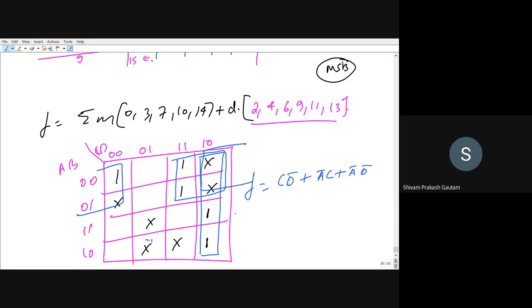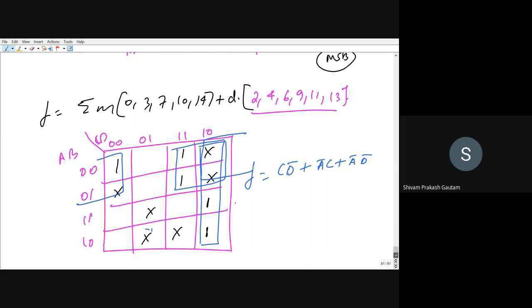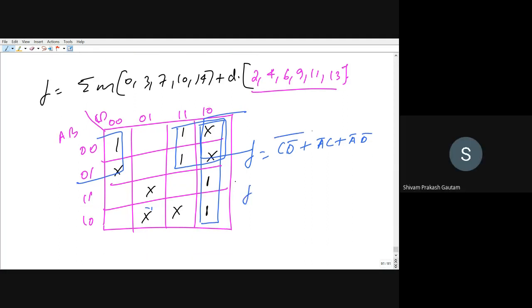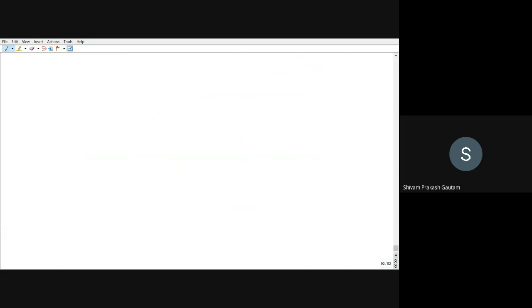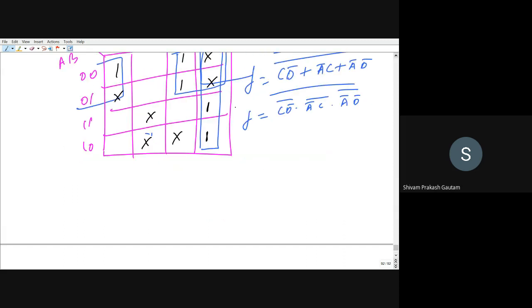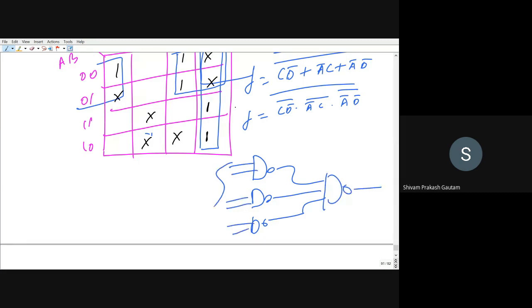Is it correct? Okay. Now what you can do, you can take the double complement, because you have to draw the circuit. So this will be (C D bar) dot (A bar C) dot (A bar D bar), whole bar. Then you can use 3 NAND gates. The output of each NAND gate flows through another NAND gate. The input to this will be 2 inputs, and all these inputs you can provide from here.